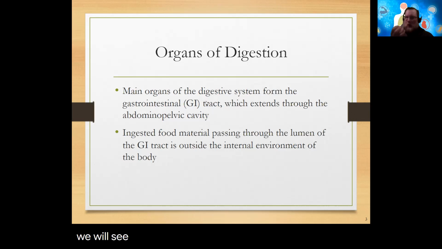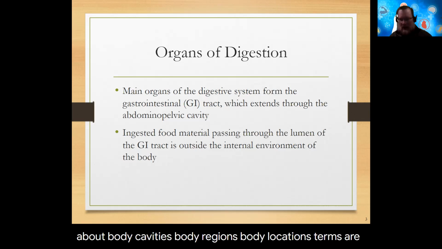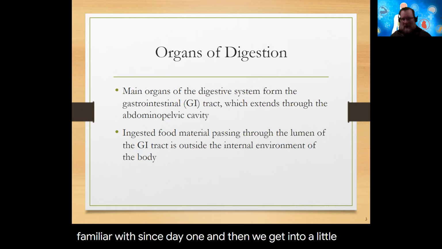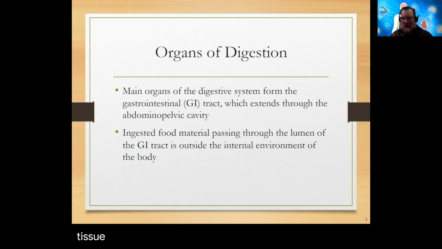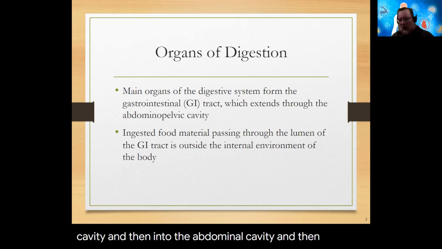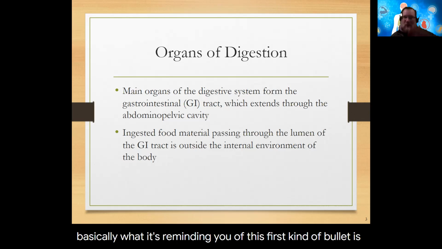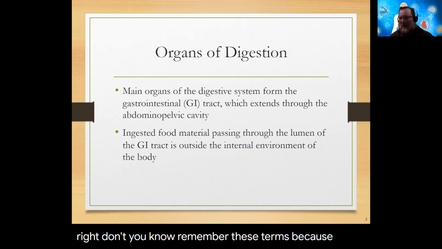We will see the oral cavity involved. Like every system we do, we start with where we began the semester. We start the digestive system talking about body cavities, body regions, body locations, terms you're familiar with since day one. Then we get into a little bit of the chemistry, the cellular, the tissue stuff, and then talk about the main organs. So we're seeing the oral cavity into the mediastinum of the thoracic cavity, then passing through the diaphragm into the abdominal cavity, and continuing all the way into the pelvic cavity. That's basically what it's reminding you of. This first bullet is: don't memorize these terms, because you will see them the rest of the semester.